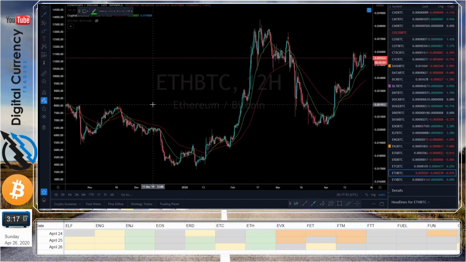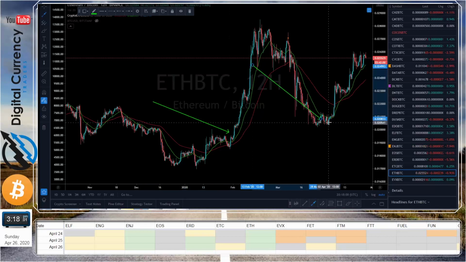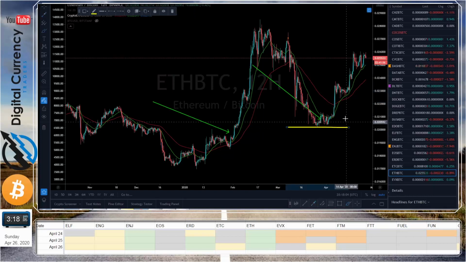And again, we had a really good entry on this one. I got the entry a little early here and had to sweat it out as we went sideways there, right through this part. But now, of course, stops are above, and it's great.